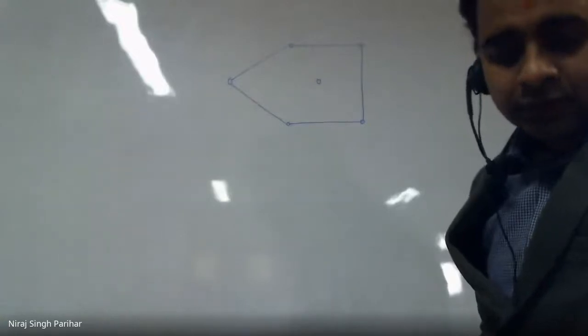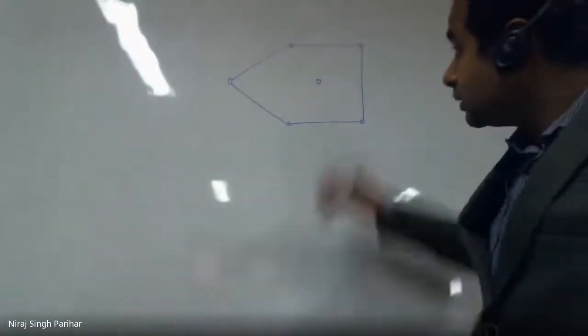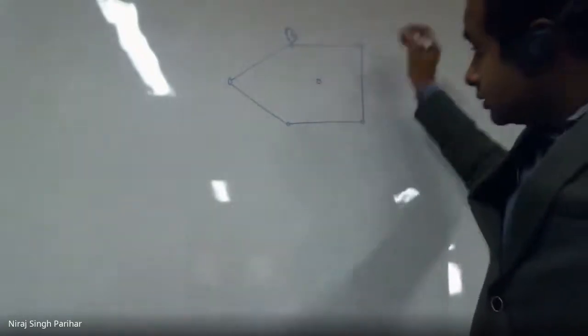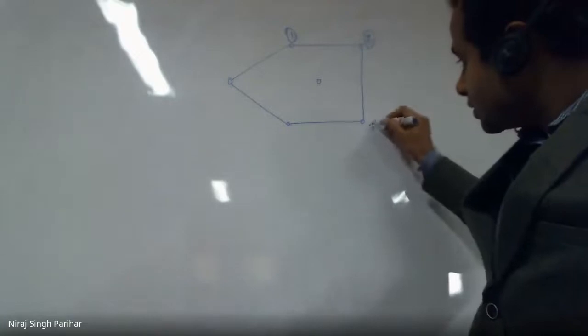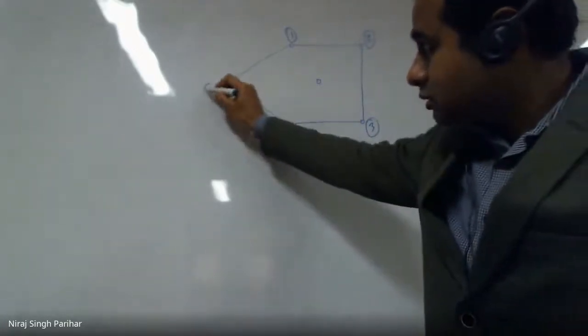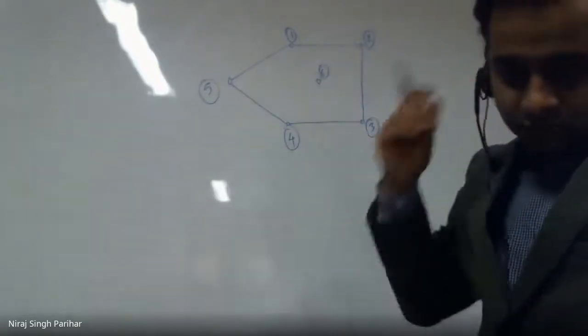Alright. Now the rainfall values at each station. Let me give the number of these stations first. This is station number 1, station number 2, station number 3, station number 4, station number 5, and this is station number 6. So likewise there are 6 stations.